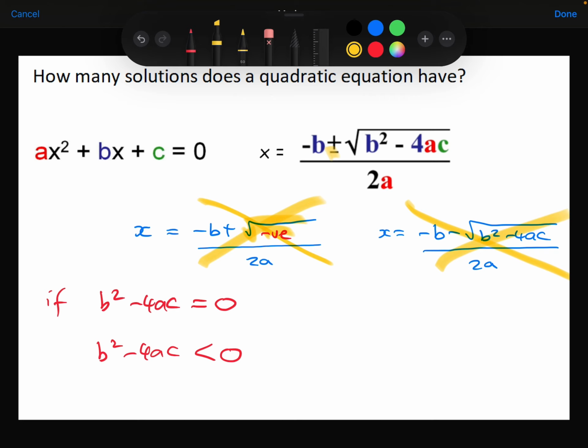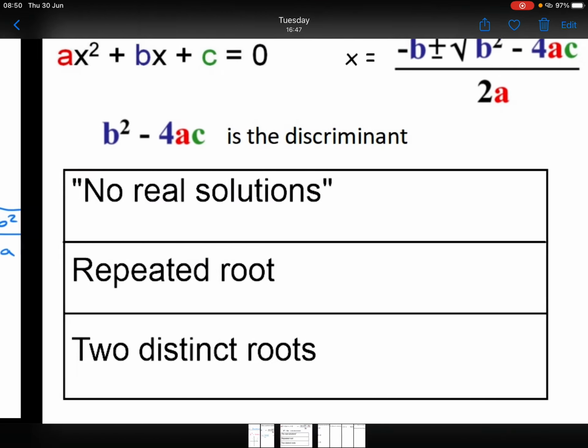So, we've basically got three different options here. If b squared minus 4ac is negative, then there are no solutions. If b squared minus 4ac is 0, then there is one repeated solution. And the third option is if b squared minus 4ac is positive, and that's when we get the two solutions, like we normally are used to.